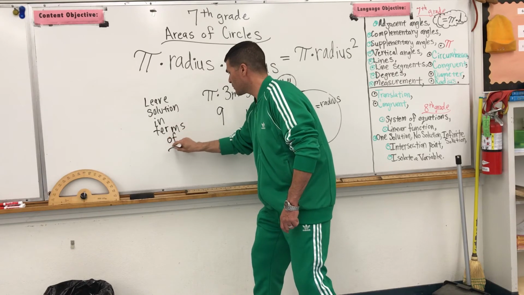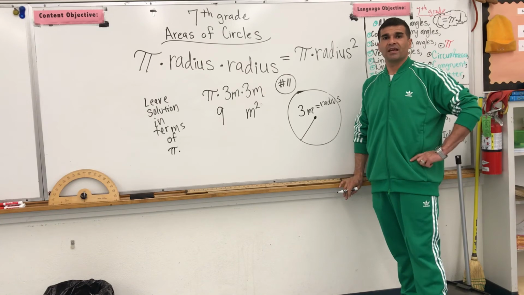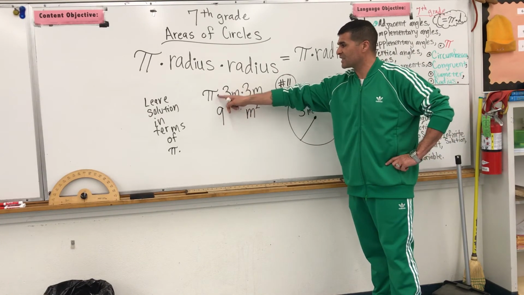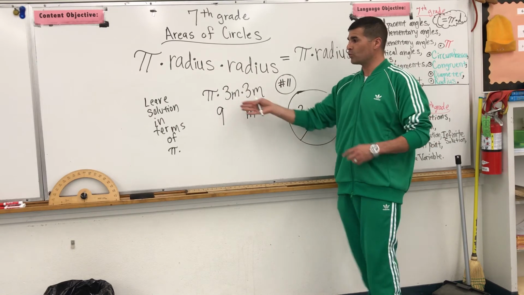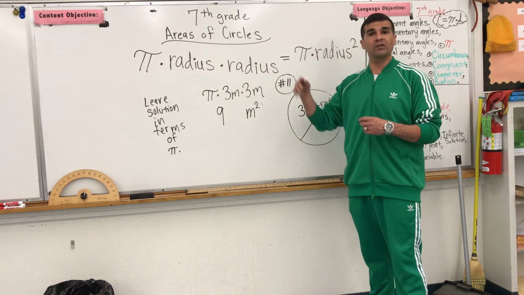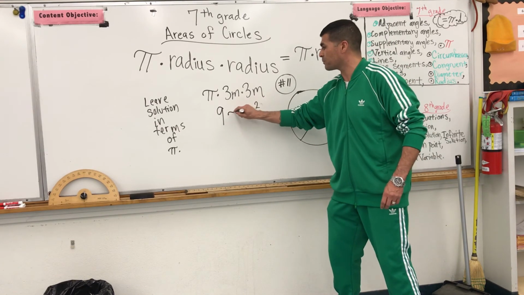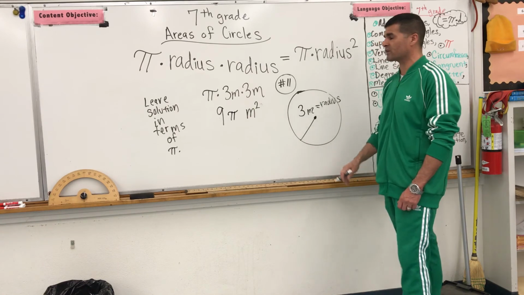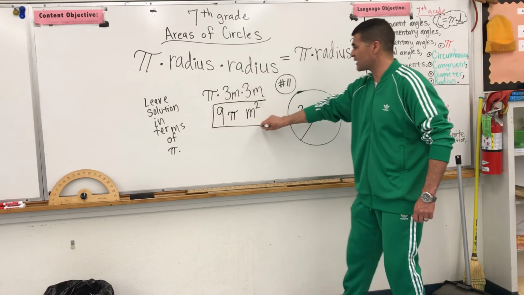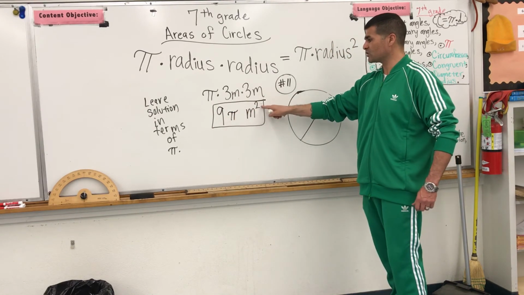of pi. So what that means is you guys actually need to not multiply 9 times pi. What they mean when they say leave the solution in terms of pi is they actually want you to leave pi in the solution. They don't actually want you to multiply 3.14 times 9. They want you to leave the answer so it says 9 times pi meters squared.